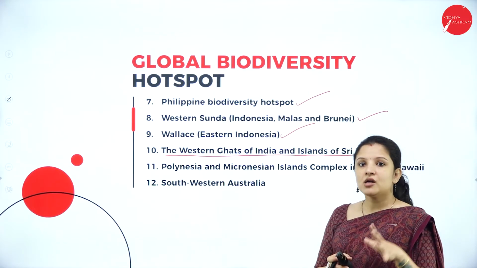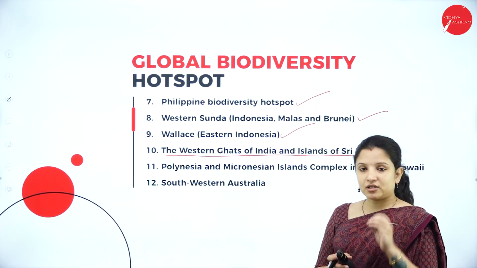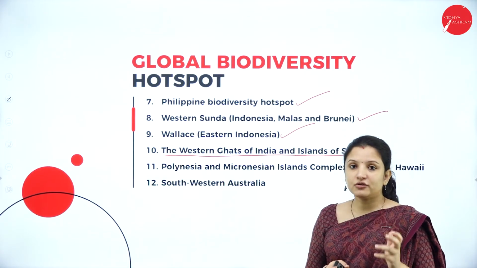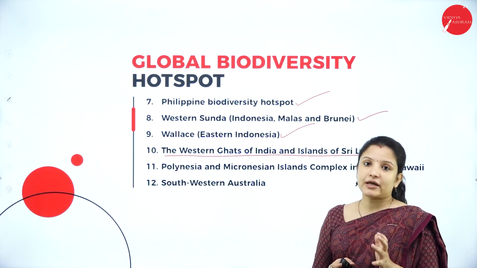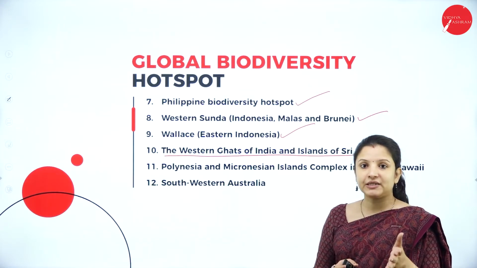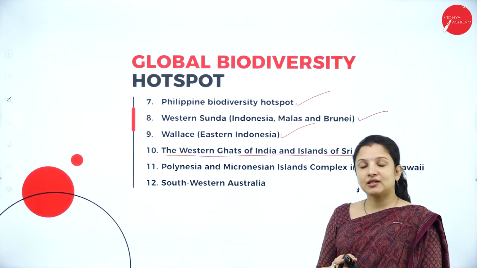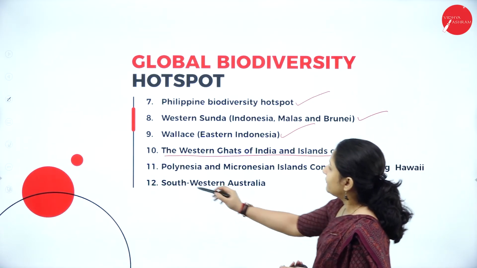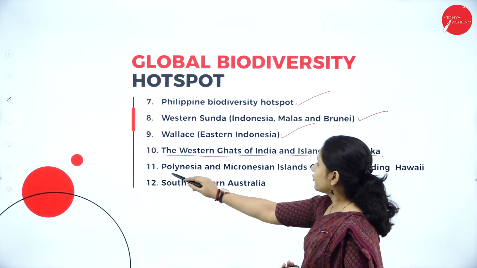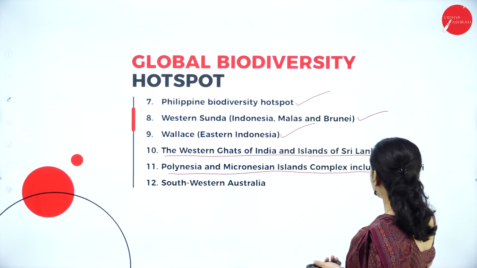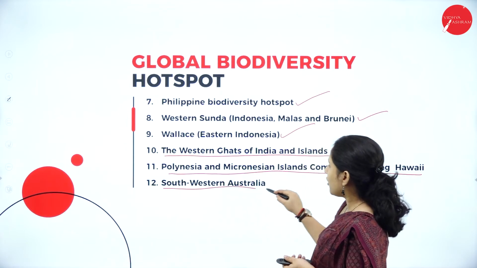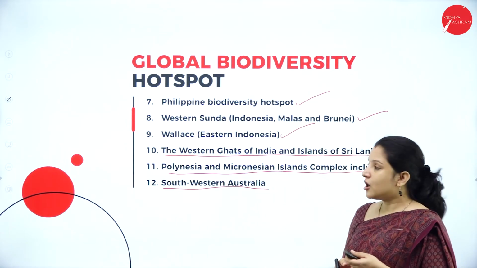They are one of the highly biodiverse hotspots because the Western Ghats harbors thousands of varieties, or lakhs together, of plant species and animal species which are yet to be discovered, and they are found nowhere else in the world. Then we have Polynesia and Micronesian islands complex including the Hawaii Islands, then the Southwestern Australia biodiversity hotspot.